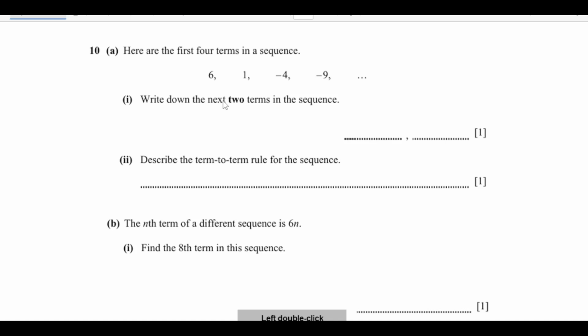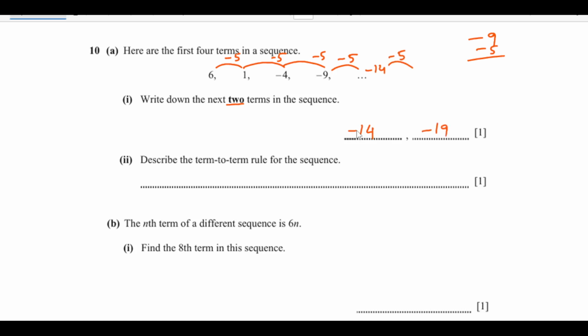Write down the next two terms in the sequence. You need to observe the pattern. You can see that the sequence is decreasing, right? So 6 minus 5 is 1. Then 1 minus 5 is negative 4. Then minus 5, again minus 5. So this is negative 9, minus 5 gives negative 14. So the next term is going to be negative 14. Then once you have negative 14, again subtract 5, that is going to be negative 19.